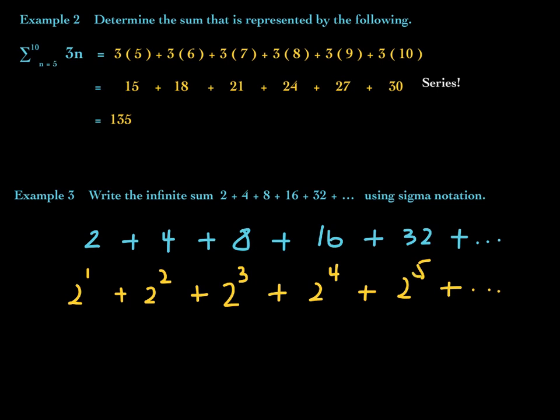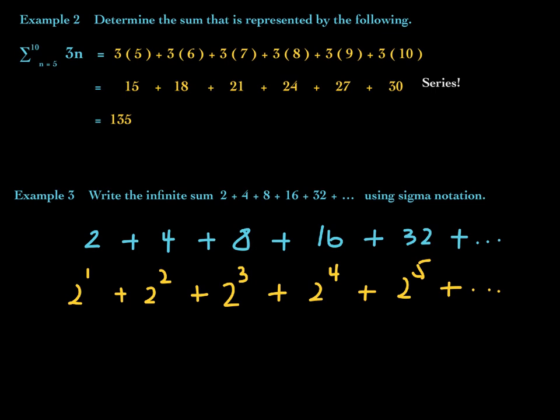Sometimes the pattern is relatively easy to find or easily seen. Other times it's really harder. It's a lot harder to see. So it all depends on the series that they give you. Now, what should we do? We have to write this using sigma notation, all right?